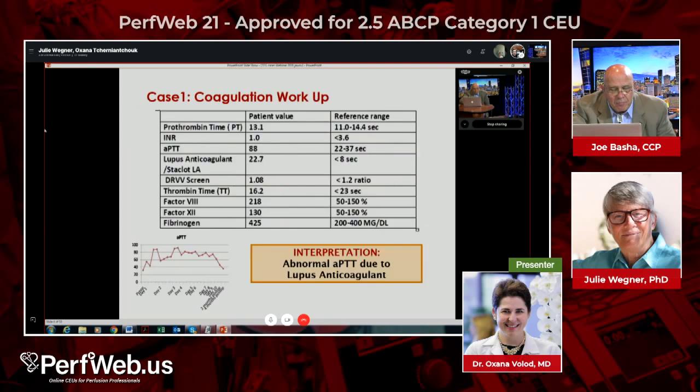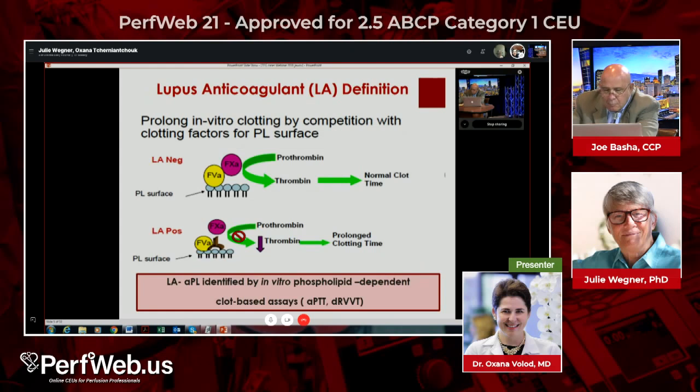And actually, I followed up this patient for several months. As you can see, it was up to 4 months, and then PTT got back to normal. So this particular patient actually should not be transfused with anything. But this is something to keep in mind that we started to observe after cardiac surgeries. We do a lot of total artificial hearts and LVADs in our institution, and that's when I started to notice it. So what is a lupus anticoagulant? Lupus anticoagulant is a factor that prolongs in vitro clotting by competing with coagulation factors. So it will prolong PTT.